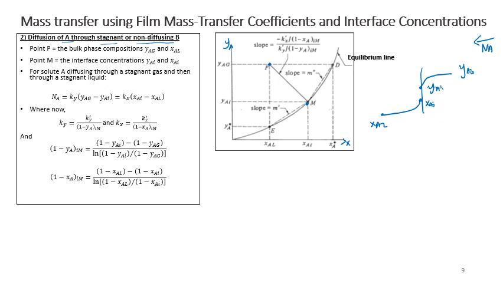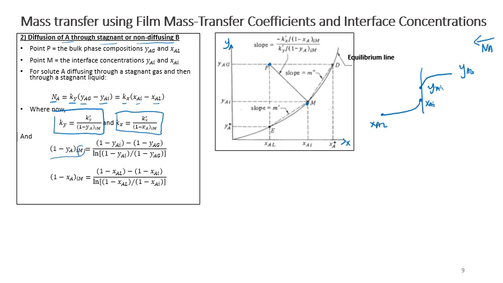So you write down your flux NA equals Ky times (YAG minus YAI) in terms of gas phase, and in terms of liquid phase it is Kx times (XAI minus XAL). But here, Ky equals Ky prime divided by the log mean average of (1 minus YA) at the interface. And the same thing for the liquid phase mass transfer coefficient. So this is how you calculate the log mean of 1 minus YA at the interface.